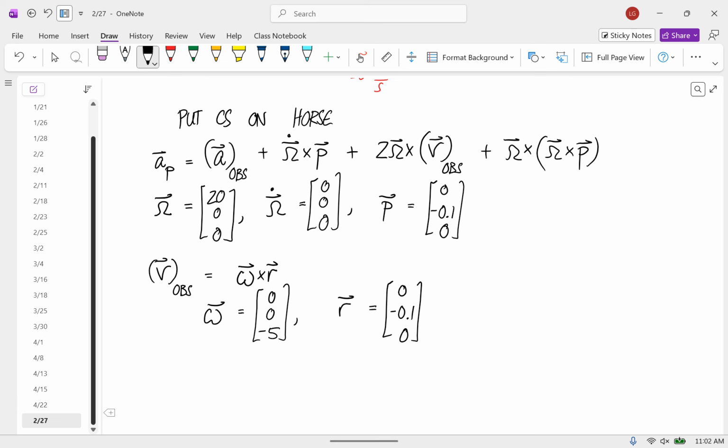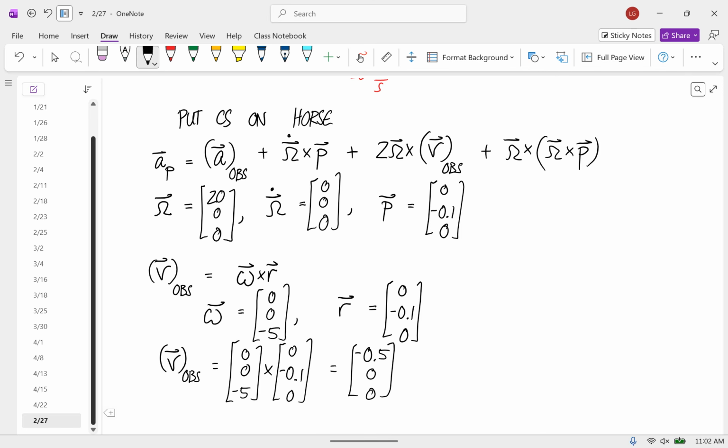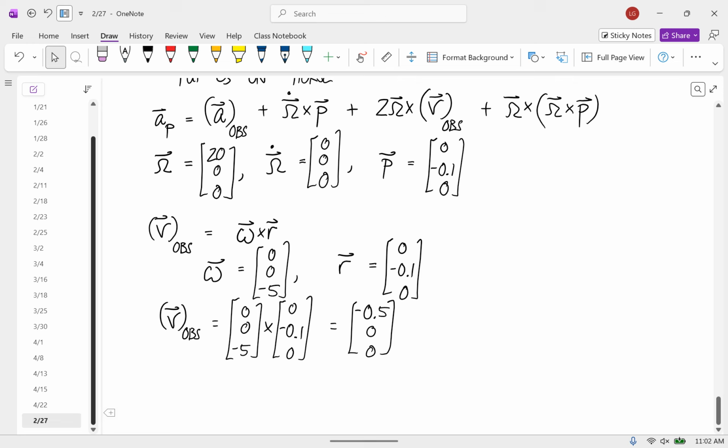And so the observed velocity is 0, 0, negative 5 crossed with 0, negative 0.10. And so you get, in the x direction, negative 0.50, 0, 0. That's the observed velocity according to that coordinate system.